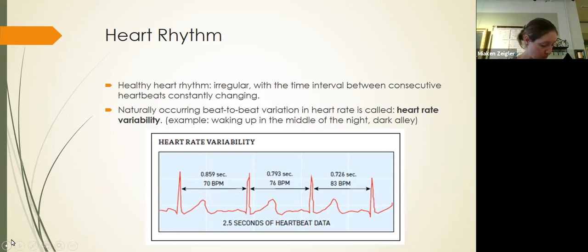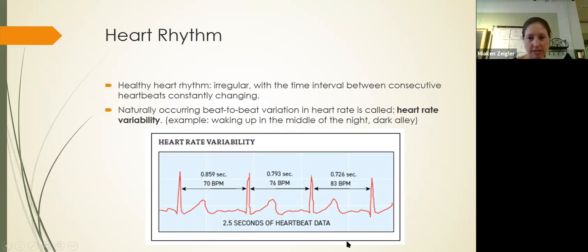And so what we've thought for a long time is the heart operates kind of like a metronome, right? Get that metronome as you're learning the piano, it gives you a beat. It is faithfully beating a regular, steady rhythm. But what we know now is that this is far from the case. A healthy heart rhythm is irregular. It has time intervals between consecutive heartbeats that are constantly changing, right?